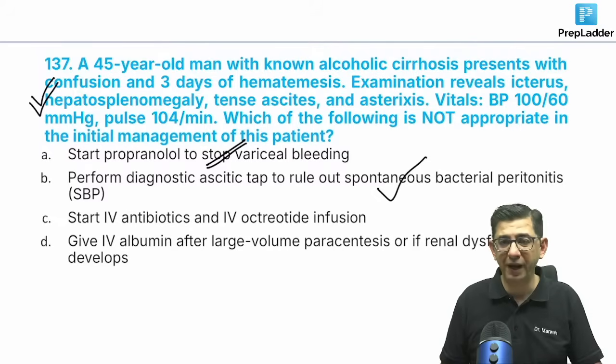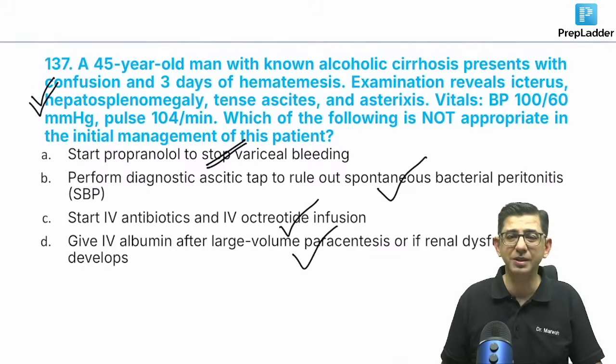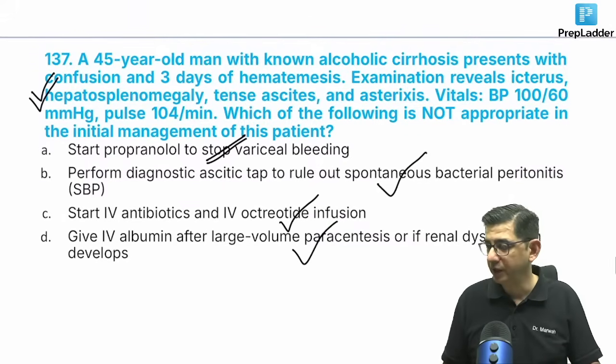So we will do a paracentesis. We can be giving antibiotics and octreotide to the patient. Albumin makes sense because hepatorenal syndrome is to be prevented. The question said what is not appropriate. So propranolol is for non-bleeding varices and not for bleeding varices in a patient.